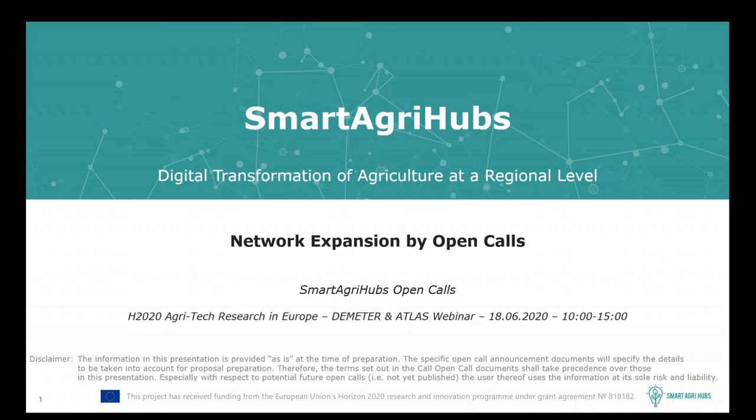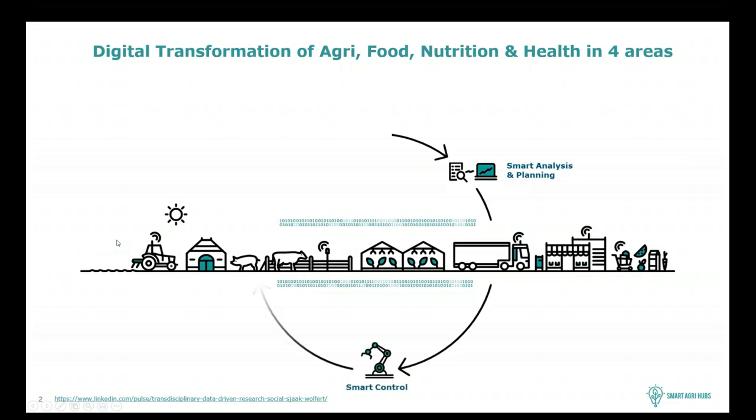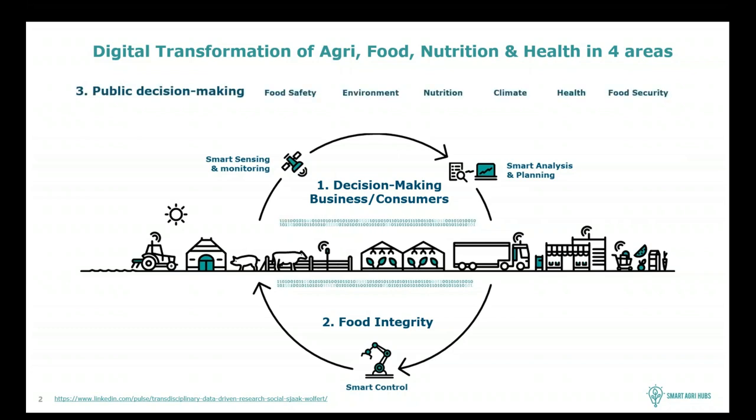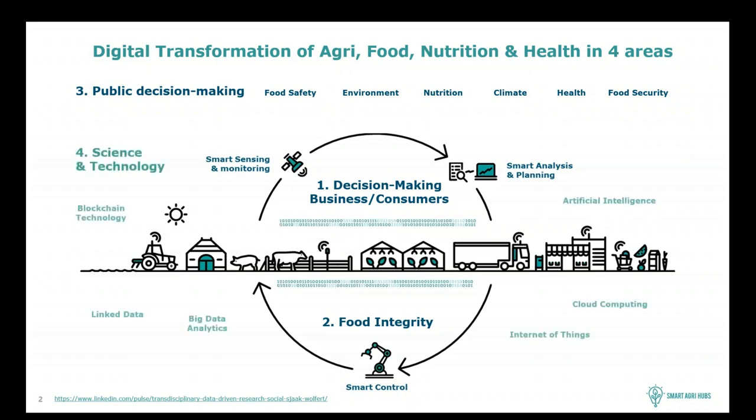And when we are looking towards digital transformation or digital innovation in agri-food, of course, we are talking about what we are always saying about sensing, analysis, planning, and control. I think these are basic paradigms. And at the very end, what was also highlighted before, it's about decision making of business and consumers. It's also about food integrity. It is about public decision making, about different aspects which we are experiencing, even cross-domain, cross-sectorial aspects. And last but not least, about a bunch of technologies for being able to do digital innovation.